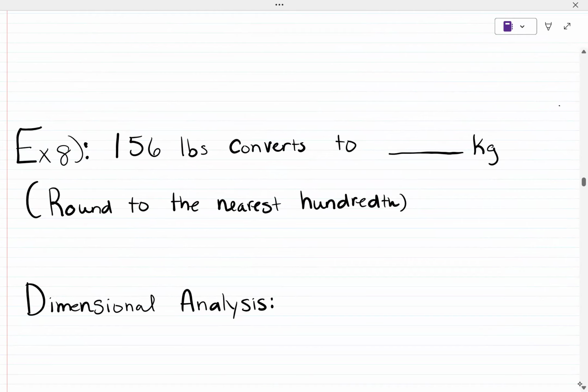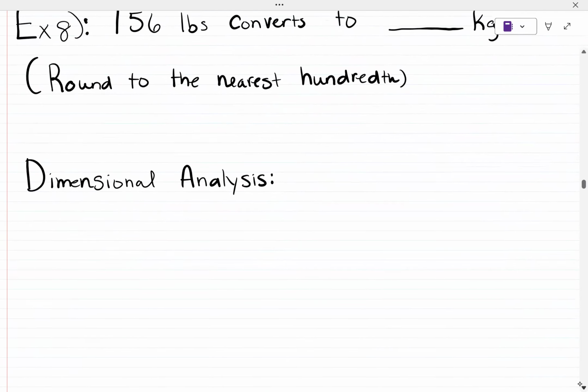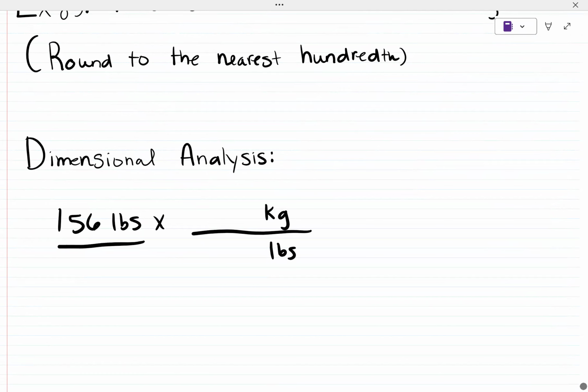Example 8. We are given 156 pounds converted to kilograms, round to the nearest hundredths. So dimensional analysis. Okay, so we start with 156 lbs times a fraction, lbs on the bottom, kilograms on the top, right? And then an invisible 1 on the bottom. So what is the relationship between kilograms and pounds? Well, we know that for 1 kilogram, there's 2.2 pounds.